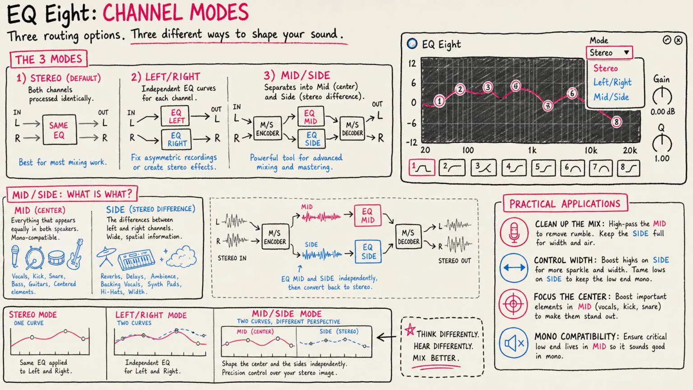Add width without muddiness. Gently boost high frequencies above 10 kHz on the side channel by +1 to 2 dB to enhance the sense of width and air. Because you're only boosting the stereo difference, the center remains focused while the edges of your mix gain sparkle.